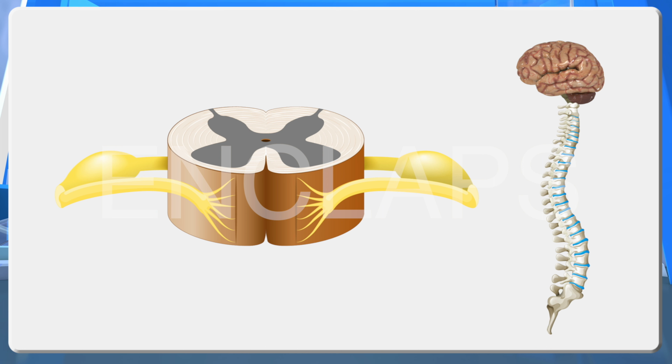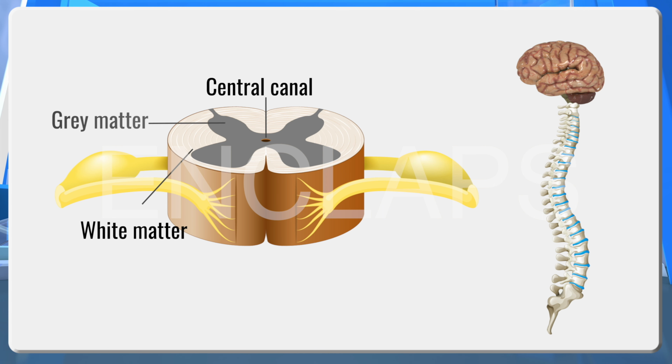How is the spinal cord protected? Spinal cord is protected inside the vertebral column. Like the brain, the spinal cord is also covered by meninges. Central canal seen in the center of the spinal cord is also filled with cerebrospinal fluid. In the spinal cord, the white matter is outside and the grey matter is inside.